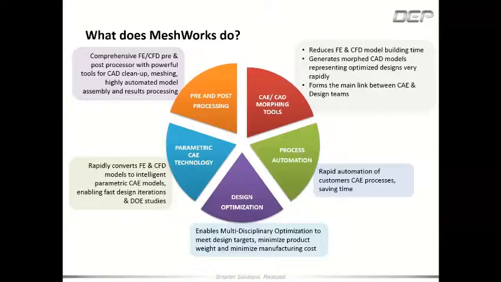So what does MeshWorks do? One of the things that MeshWorks does is it rapidly converts FE and CFD models to intelligent parametric CAD models, enabling fast design iterations. It also helps in the reduction of CAD model building, and it also has a comprehensive FE and CFD pre and post processing with powerful tools for your CAD cleanups and all your meshing.